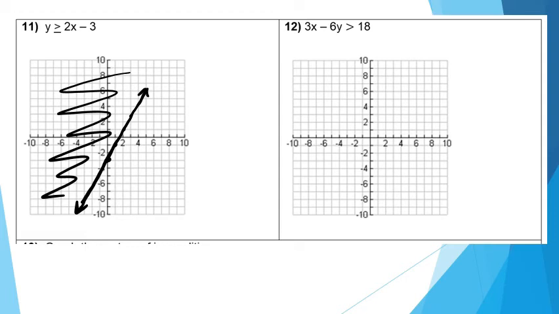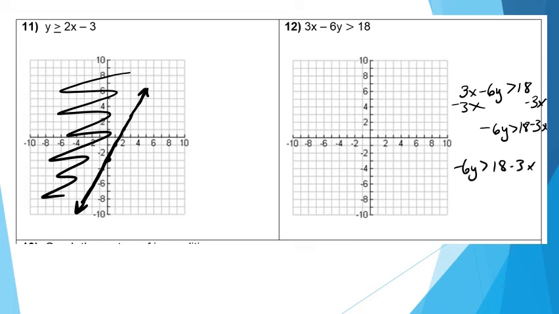For number 12, I need to rewrite this in slope-intercept form. So 3x minus 6y is greater than 18. I'm going to subtract 3x from each side. So I have -6y is greater than 18 minus 3x. I know it's a little bit hard to see. My last step is to divide all the terms by -6. So I get y, and I'm dividing by a negative, so I have to flip the inequality, is less than -3 plus a half x, or 0.5x.